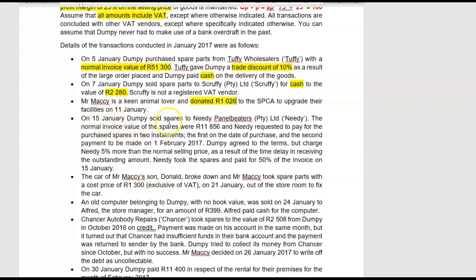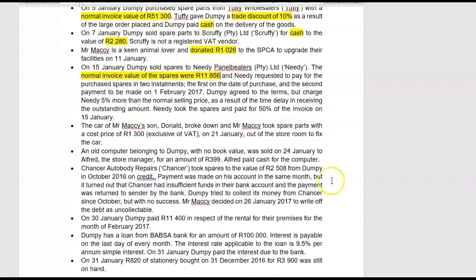On 15 January, Dumpy sold spare parts to Needy panel beaters. The normal invoice value of the spares was 11,856, and Needy requested to pay for the purchased spares in 2 installments. The first on the date of the purchase, and the second will be made on 1 February 2017, so in the next month. Dumpy agreed to the terms but charged Needy 5% more than this normal selling price as a result of the time delay in receiving the outstanding amount.